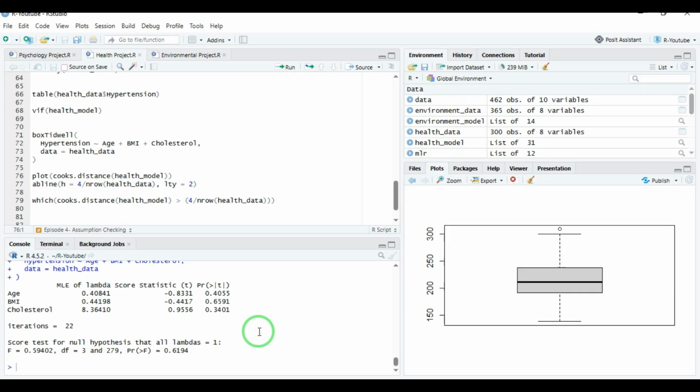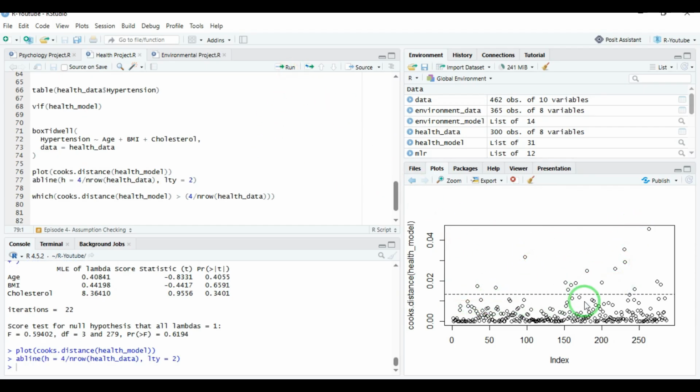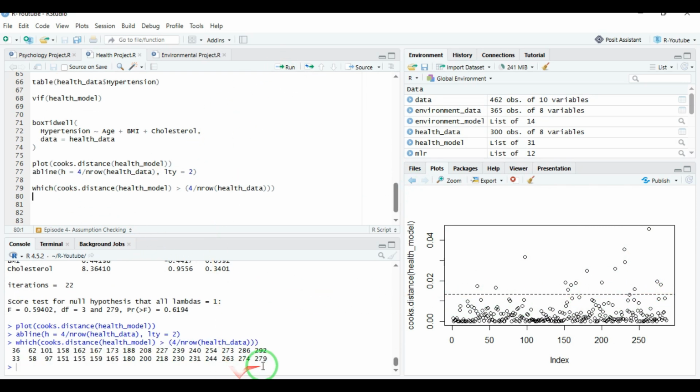Okay, so now the next diagnostic that I want to show you is Cook's distance. Cook's distance helps us identify observations that have a relatively large influence on our fitted model. We can visualize it with the plot function, and then also add a commonly used screening threshold. So run it. And as you can see, these are influential observations, the ones right above the threshold line. And with this line, you can also see the exact numbers for it. So run it. And here you go.